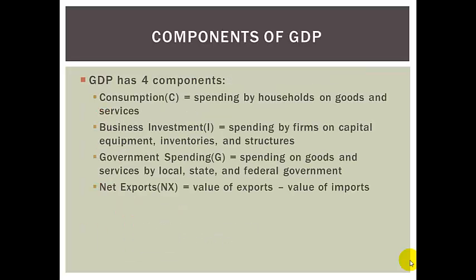So GDP is going to have 4 different components. Consumption, which we denote by letter C, is going to be the spending by households on goods and services. So whatever you and I buy on an everyday basis, that's going to be included in the consumption category of GDP. In United States, the consumption category accounts for about 70%. That's why we're called consumption nation. We produce and we consume a lot. We consume most of what we actually produce. We consume about 70% of our GDP.